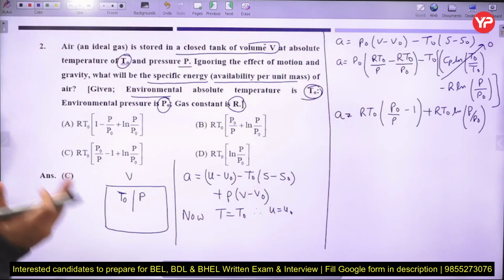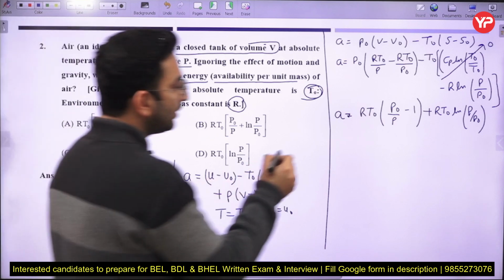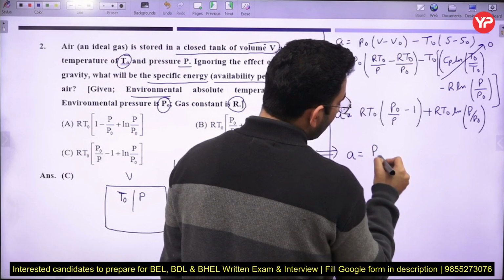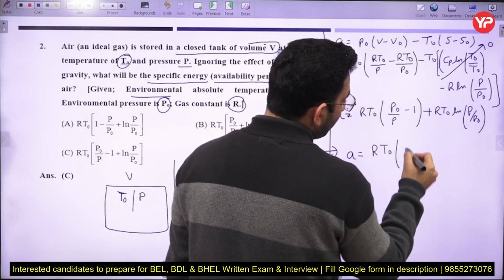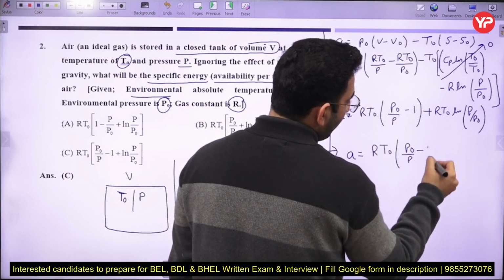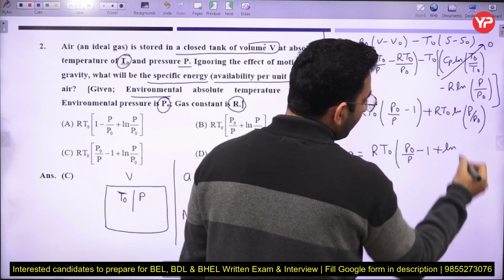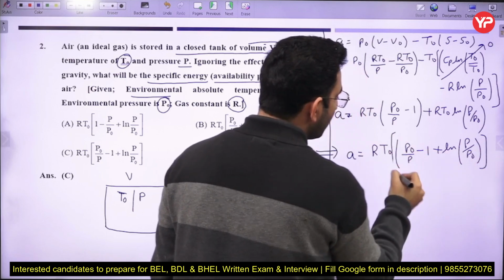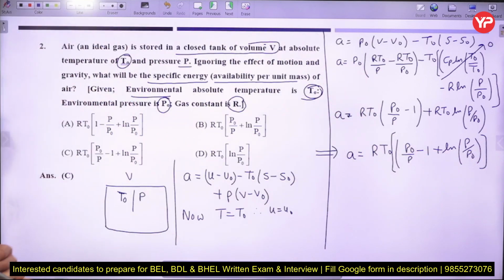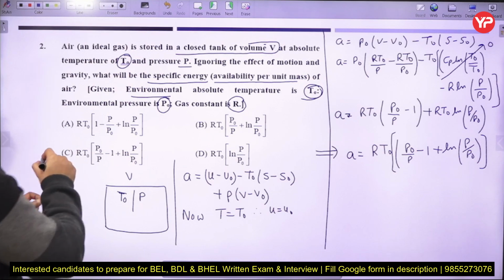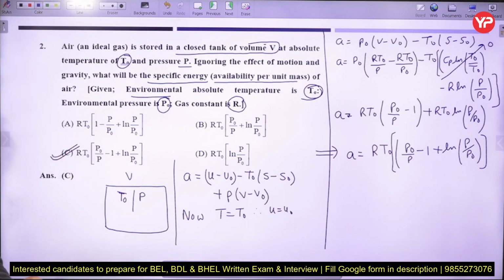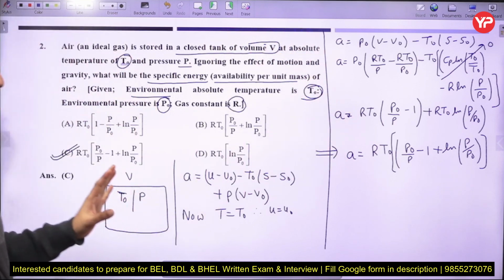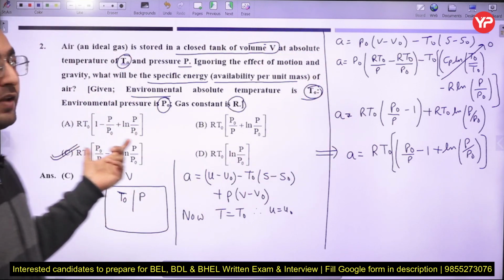If you simplify it further, you will get your final answer as the value of the specific energy. The specific energy will become R T naught (P naught by P minus 1 plus ln of P by P naught) here. So this comes out to be the specific energy, and option number C is going to be the correct answer for this part. You have to do the entire exact derivation to find the final answer, so that is a very important part.